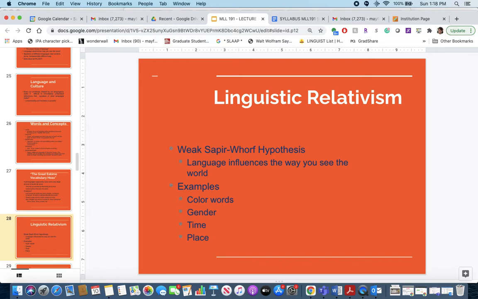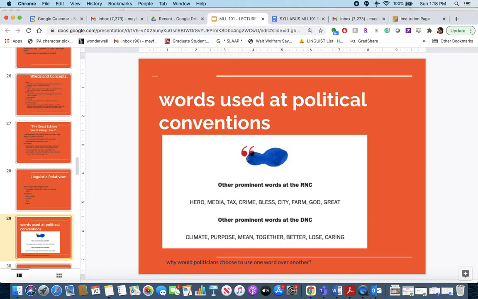But some of us would say that we believe in linguistic relativism, that language influences the way that you see the world. It could influence the way that you see color, gender, time, and place, and I'll give you some examples. Some of the words used at political conventions could also dictate the ways in which you perceive certain things. For example, at the RNC in 2020, the Republican National Convention, they used words like hero, media, tax, crime, bless, city, farm, God, great.